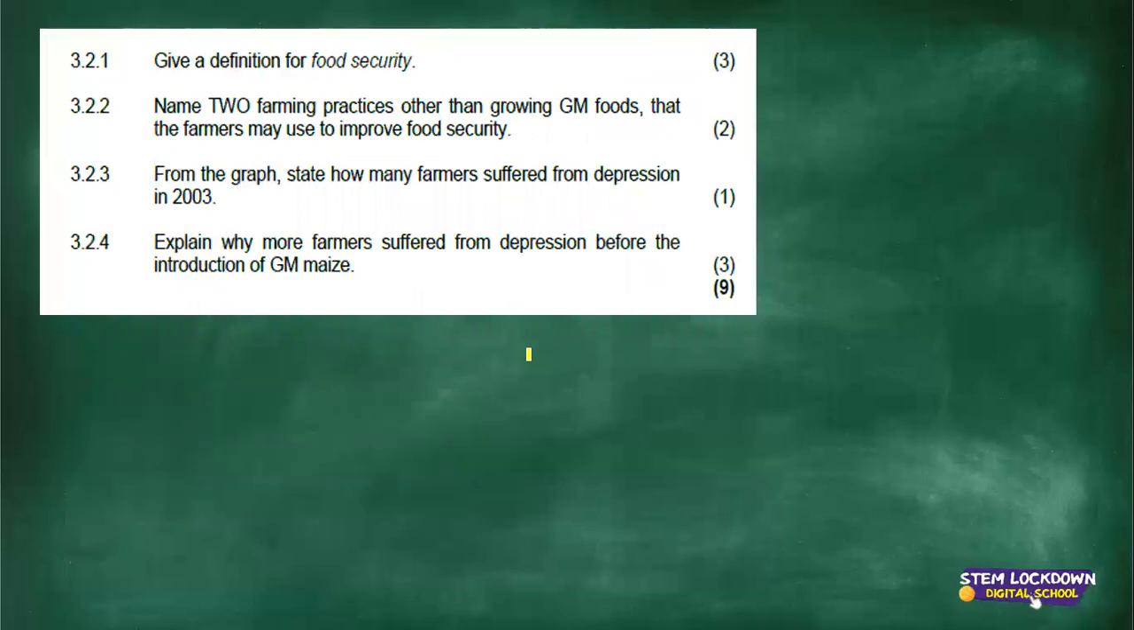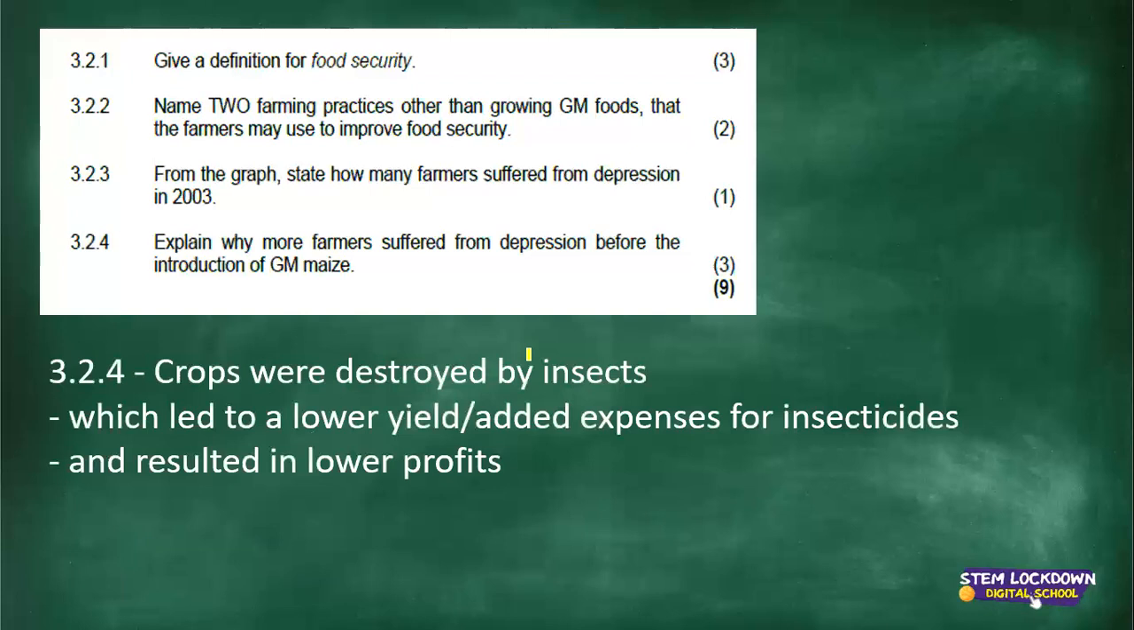There. And then 3.2.4, explain why more farmers suffered from depression before the introduction of GM maize. Why did they suffer from depression before the introduction of GM maize? Crops were destroyed by insects. This led to a lower yield or added expenses for insecticides, and therefore resulted in lower profits. So this loss that they were incurring, because these are their livelihoods, these are their businesses, affected their well-being. And that's why they had started suffering from depression long before GM maize was introduced.